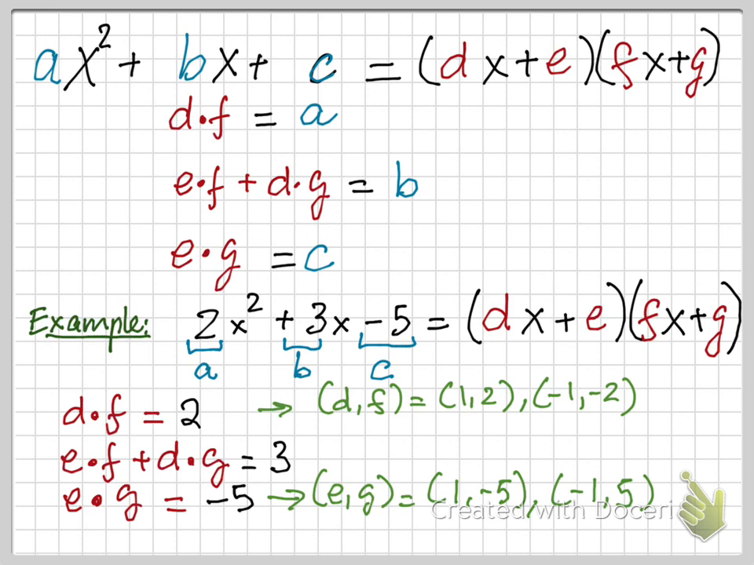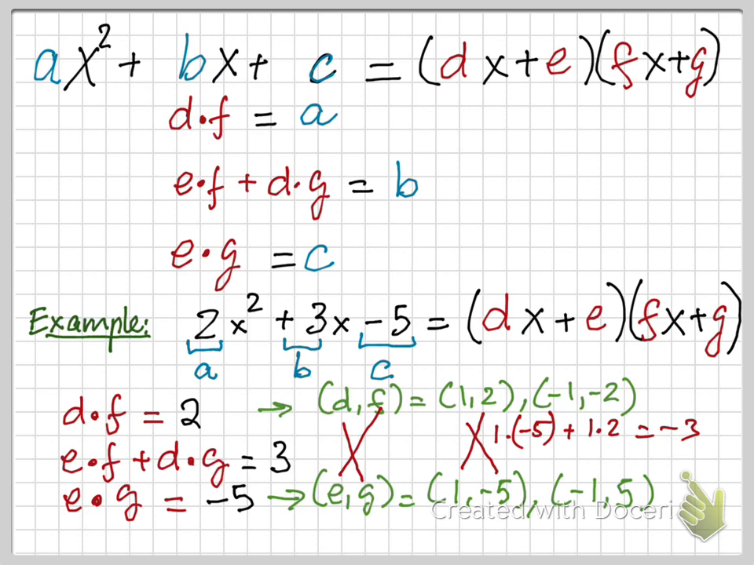So let's go through the first pair. Pick a pair from df and a pair from eg. Keep in mind that with this setup, in order to check this second condition, you just need to line up the pairs and then do the cross multiplications. So you're going to take d times g plus e times f, and if it's equal to 3, then you will pick the two pairs. Try the first pair. You take 1 times negative 5 plus 1 times 2, you get negative 3. So negative 3 is not the right number.